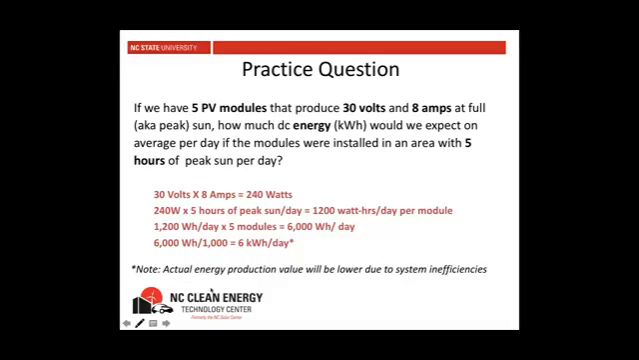There's a little asterisk down here that says note: actual energy production value would be lower due to system inefficiencies. This is DC kilowatt hours, and as I said, we're going to have power conversion. We've got wires, we've got resistance, we've got some loss factors that we'll have to take into account. So would we really produce 6 kilowatt hours a day on the AC side of the system? No, it would be a lower number because we're going to lose a little bit of energy in the power conversion processes that have to happen with this system.